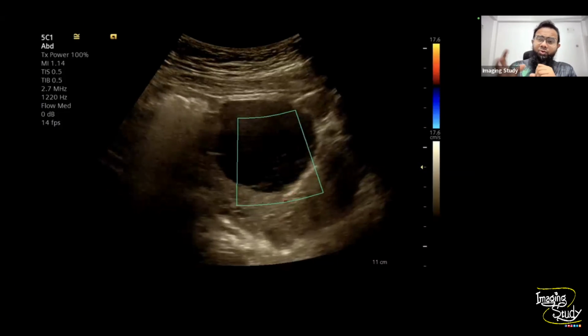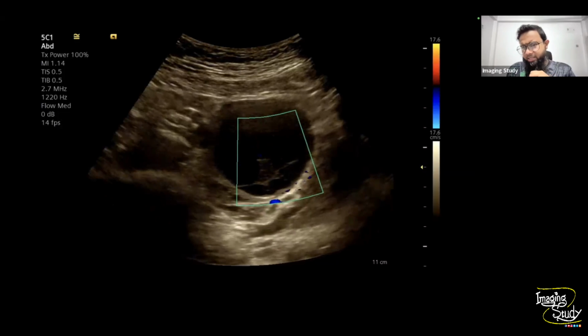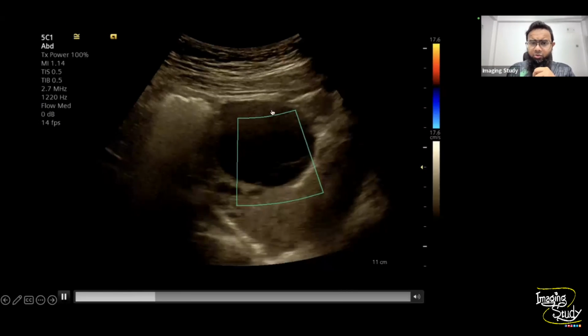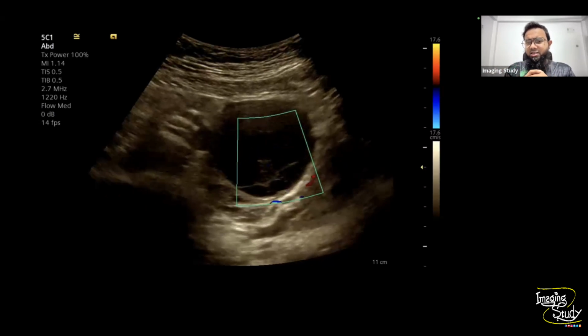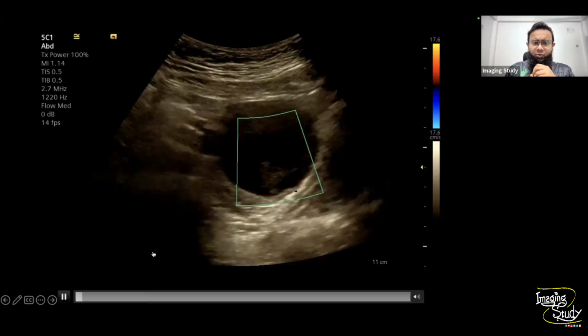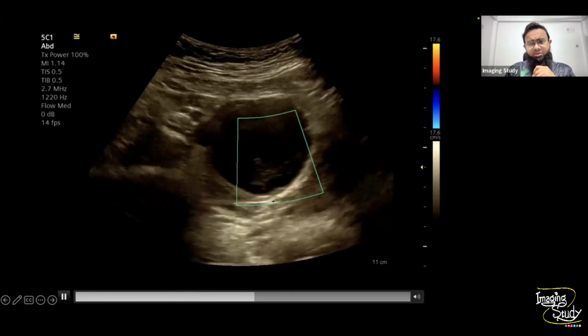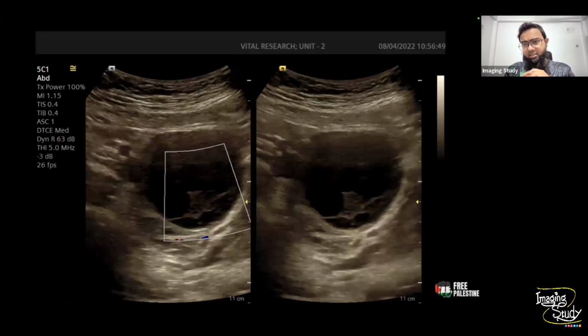Okay, so here we have put some Doppler, and on Doppler you can see there is no internal vascularity, but you can see some linear reticulation. So it may be a hemorrhagic cyst. We need to evaluate a little bit further. You can see adjacent ovarian tissue here. So we can easily use transvaginal ultrasound to evaluate further. So let's see the transvaginal ultrasound images.